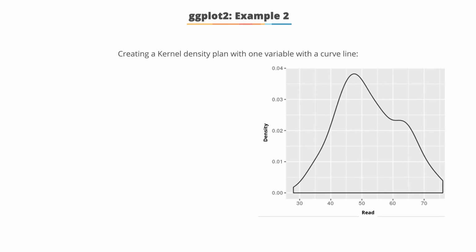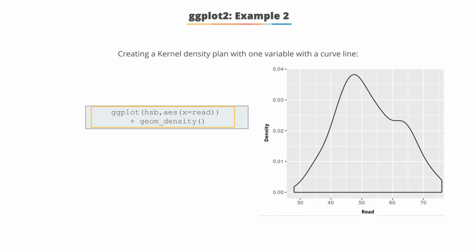We can also create a kernel density plot with a variable on a curved line. So again, we're using ggplot, we're using the HSB dataset, and with the read score, and we use geom_density, which is a kernel density plot. And we can see here that the distribution looks relatively normal, with the majority of scores around 50.